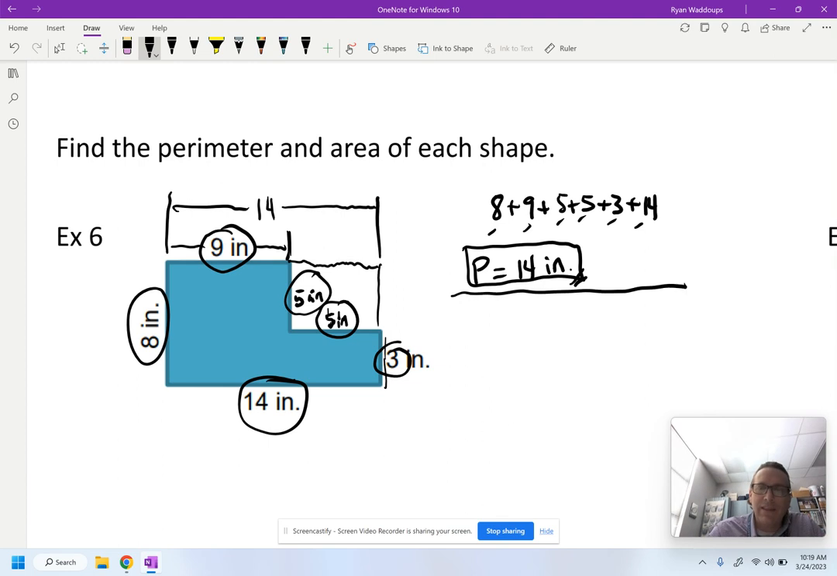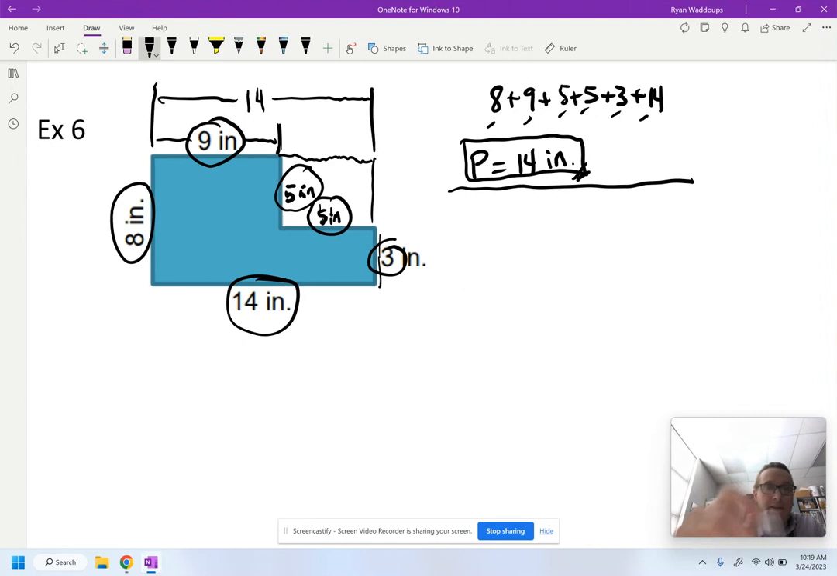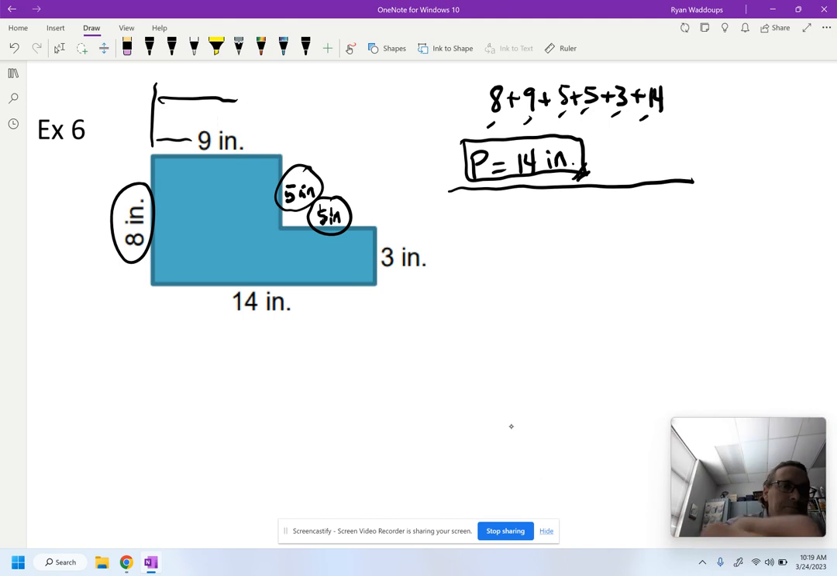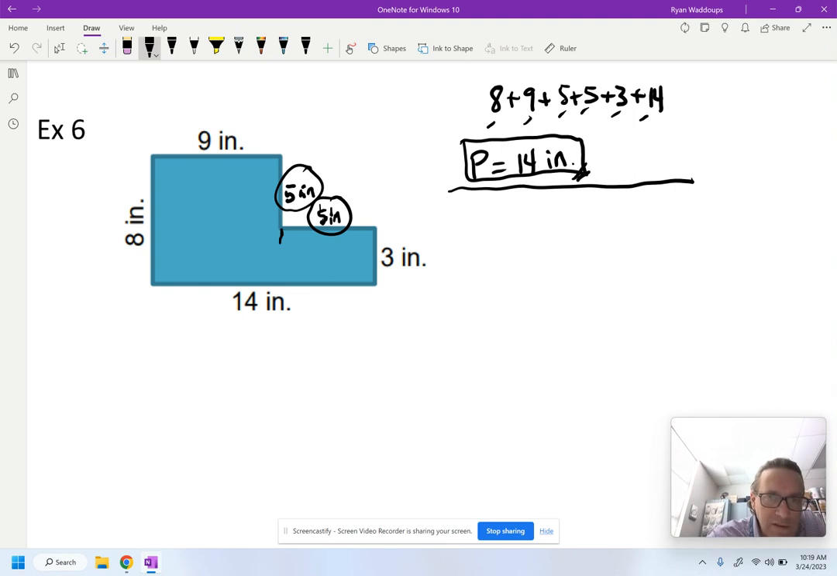And then we have the area. For my area, I'm going to clean this up just a little bit. I'm going to chop this. You have different ways you could do it, but I'm going to do it this way. So this figure right here is 8 times 9, 8 inches times 9 inches, or 72 square inches. And that's just for this shape.